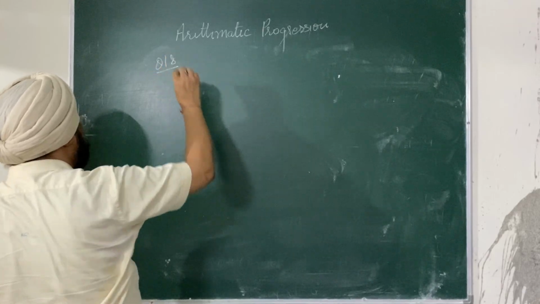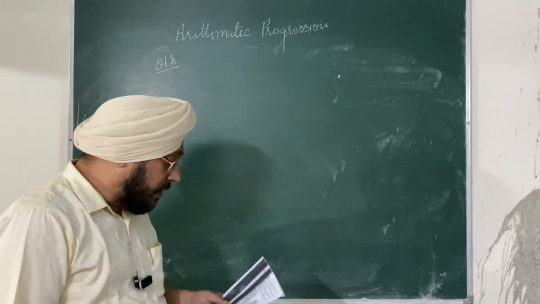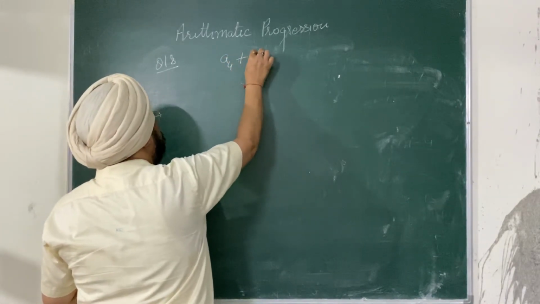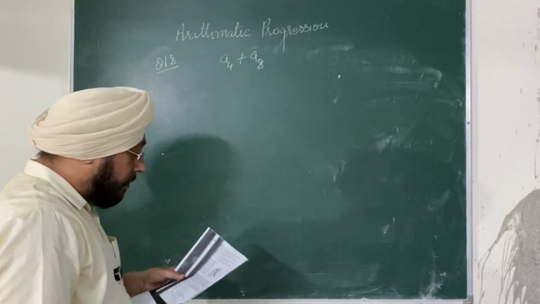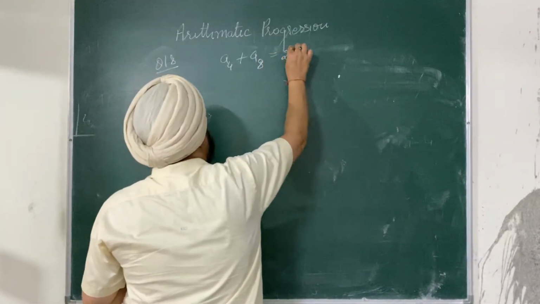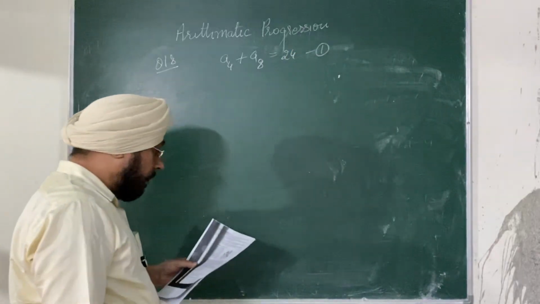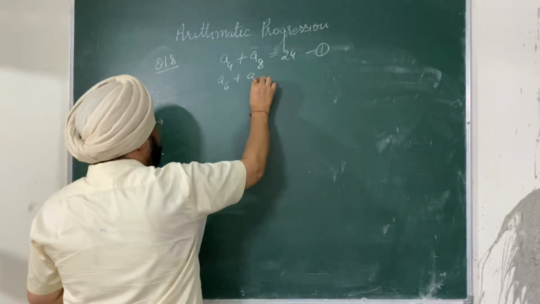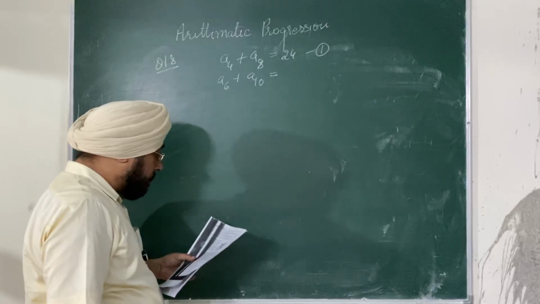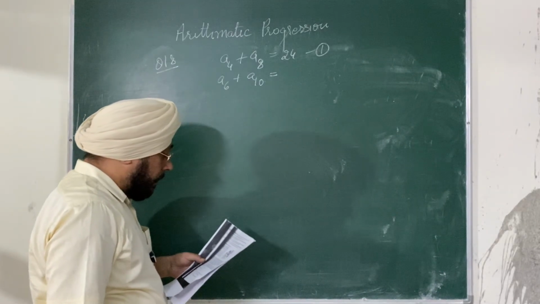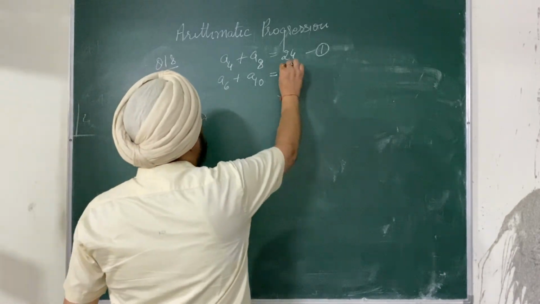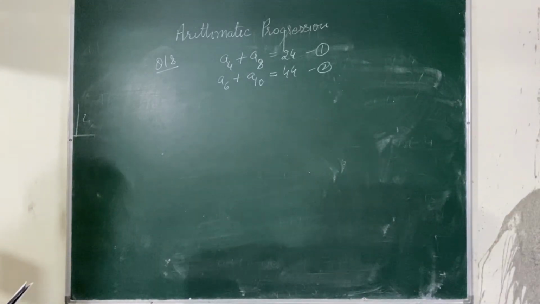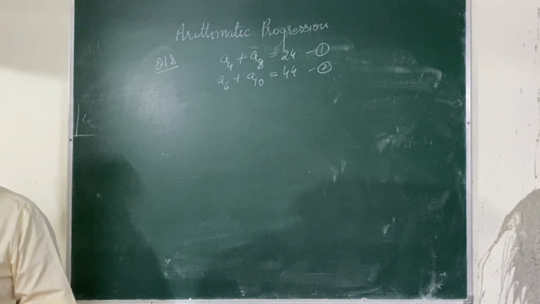Now see what is sum number 18. The sum of the 4th and 8th term is given as 24. This is the first condition given to you. And the sum of the 6th and 10th term is given as 44. Now we have to find the first 3 terms of an AP.